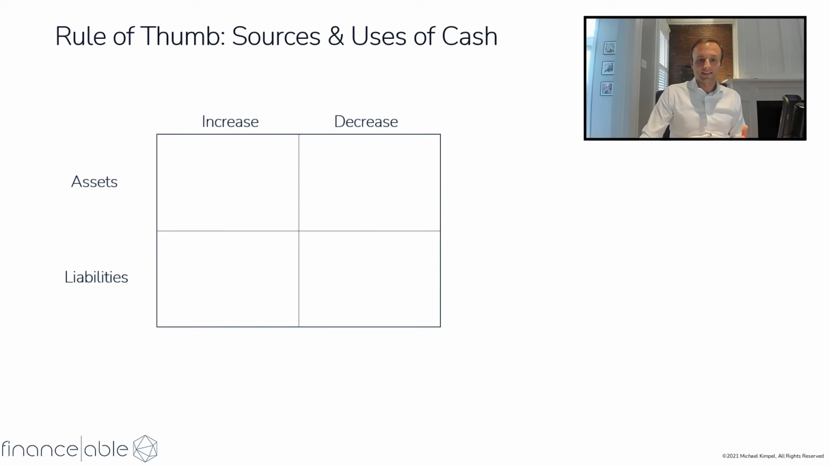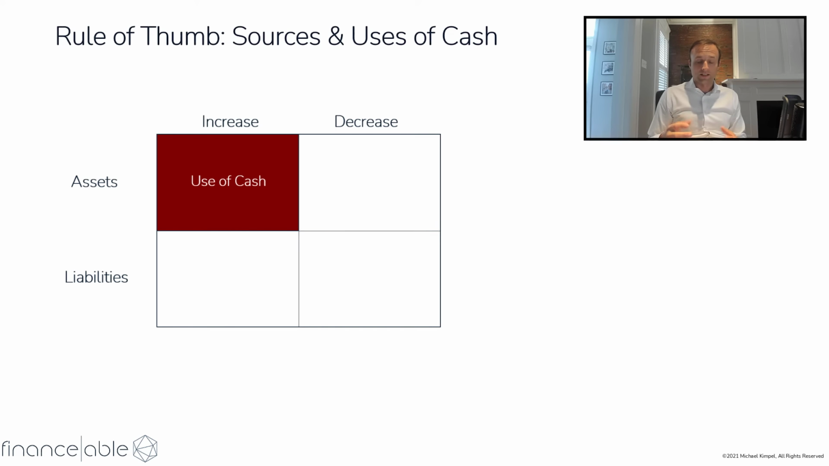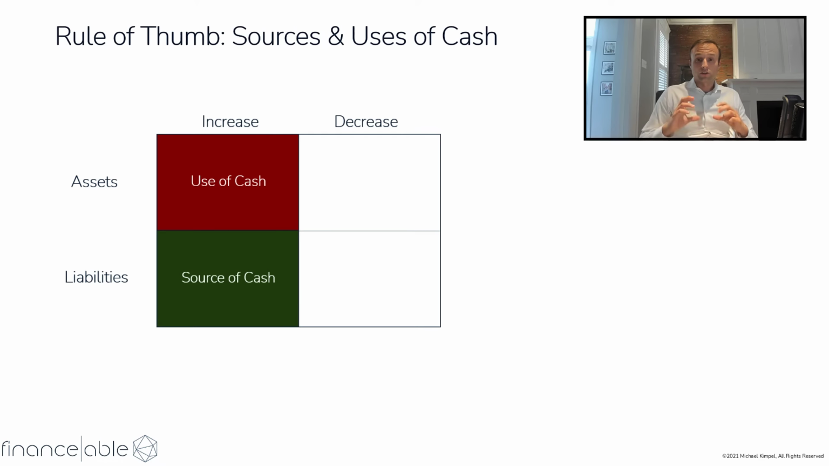So as assets increase, they're a use of cash. It's cash in the system. As liabilities increase, though, it's a source of cash. We're getting funding to offset that use of cash. But the flip is also true.